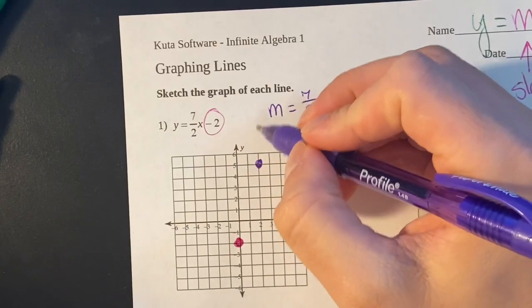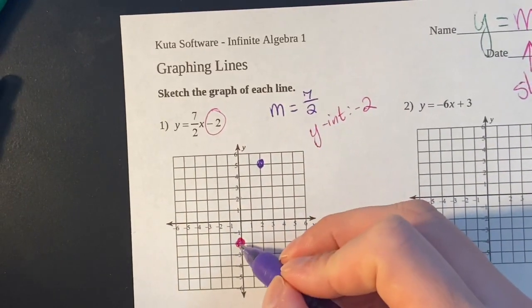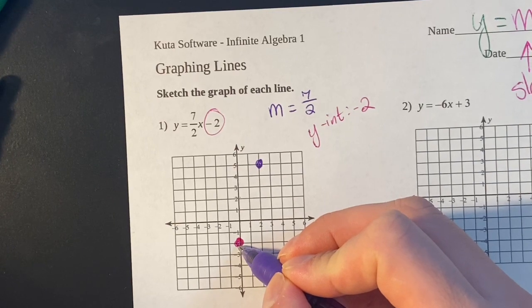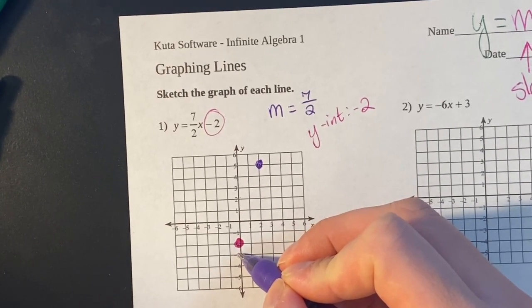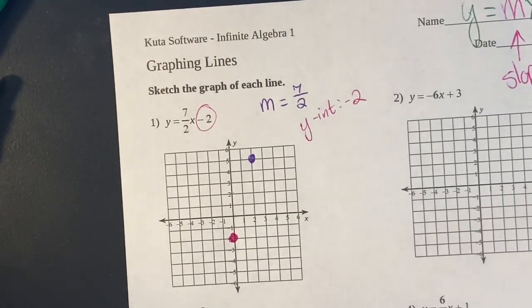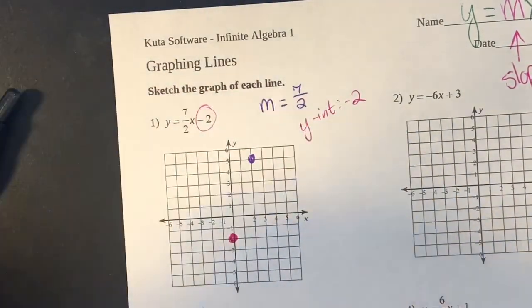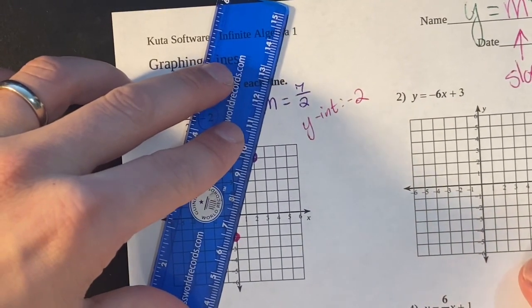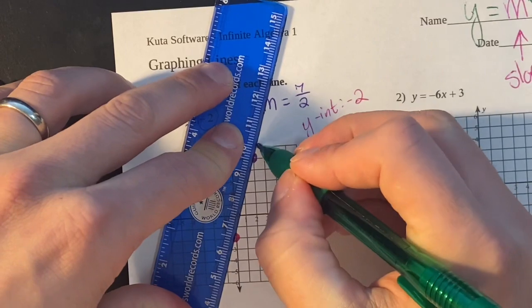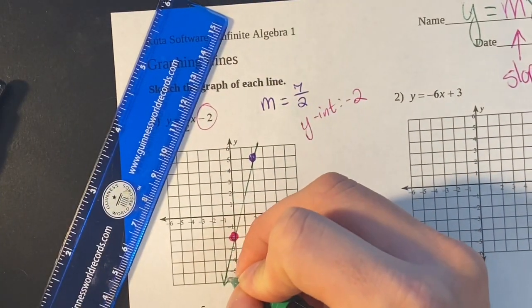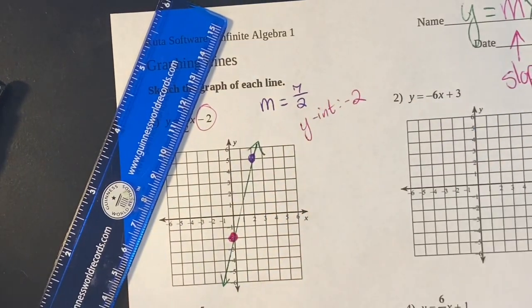In this case, I can't go up 7, right 2 again. I can go back to my original dot and try going in the opposite direction, which is down 7, left 2. So 1, 2, 3, 4. Nope, ran out of space again. Once I have as many dots as I can draw out, I connect the dots using a line. And make sure that line covers the entire coordinate plane.